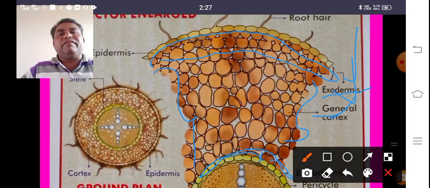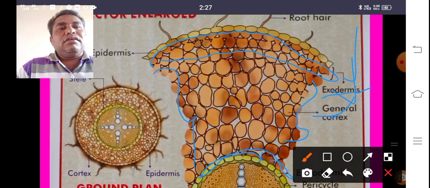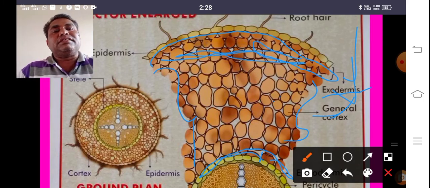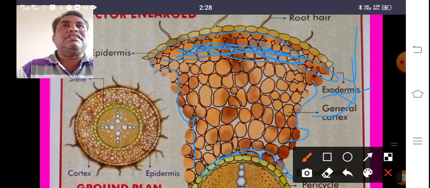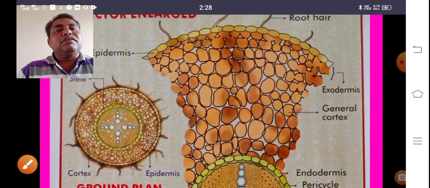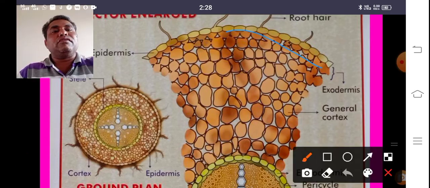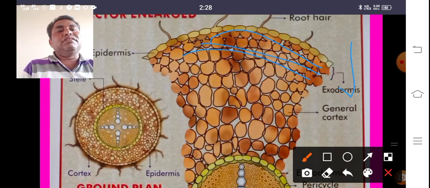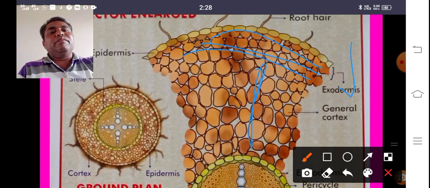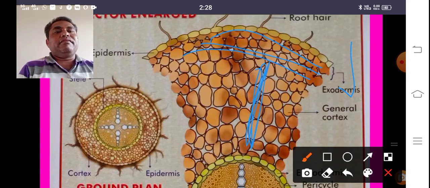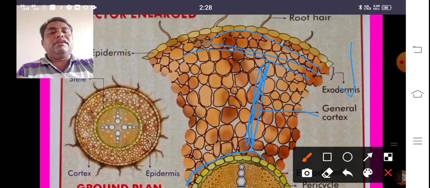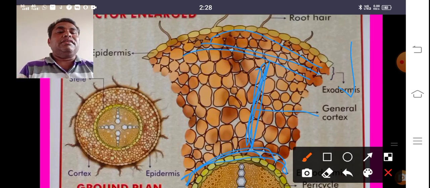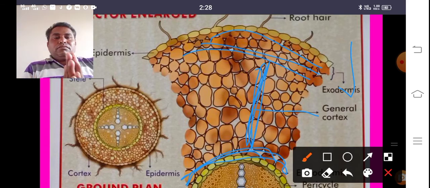So the cortex is divided into three parts: exodermis, general cortex, and endodermis. The general cortex usually consists of three rows of cells: 1st row, 2nd row, 3rd row. The 3 to 4 rows below the epidermis are called the exodermis. Below the exodermis, up to the pericycle, is called the general cortex. The circularly arranged cells are called endodermal cells, that is, the endodermis.